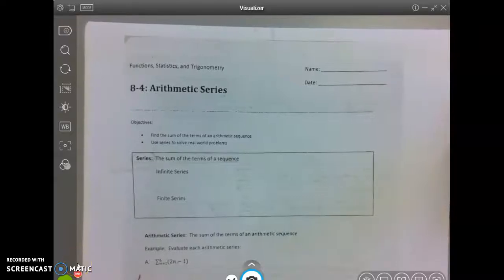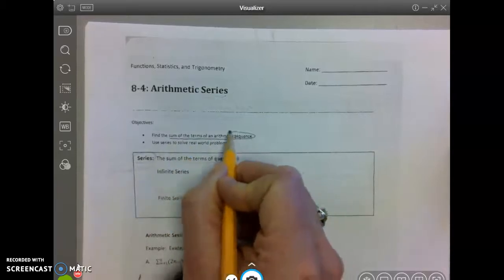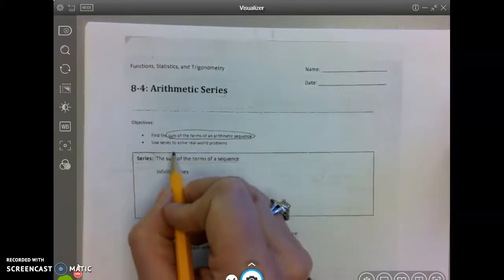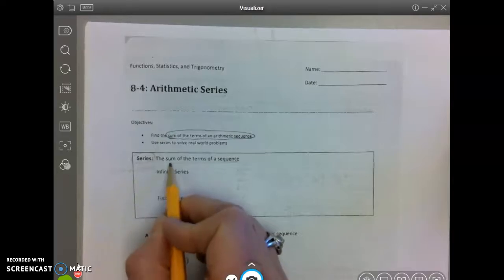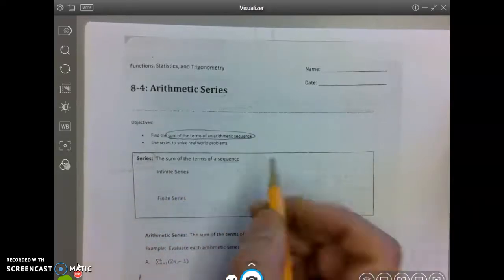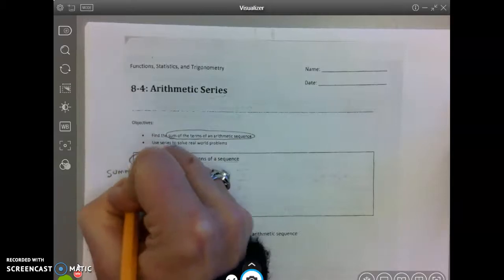Right, so we're going to be looking at 8.4 arithmetic series, and it says find the sum of the terms of an arithmetic sequence. Use series to solve real-world problems. So a series is simply the sum of the terms of a sequence. So a series is really just a summation.